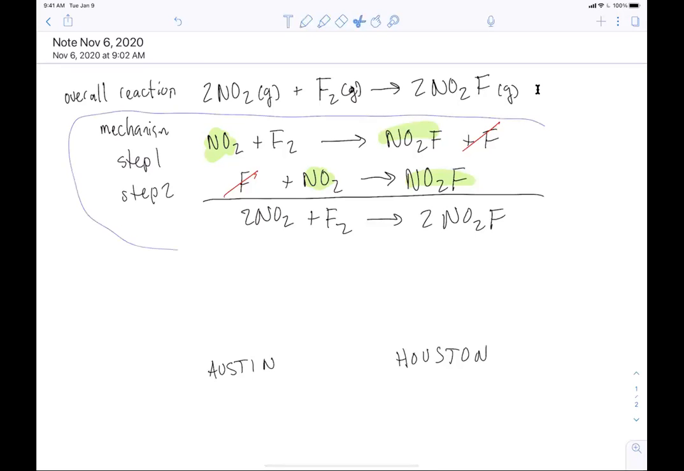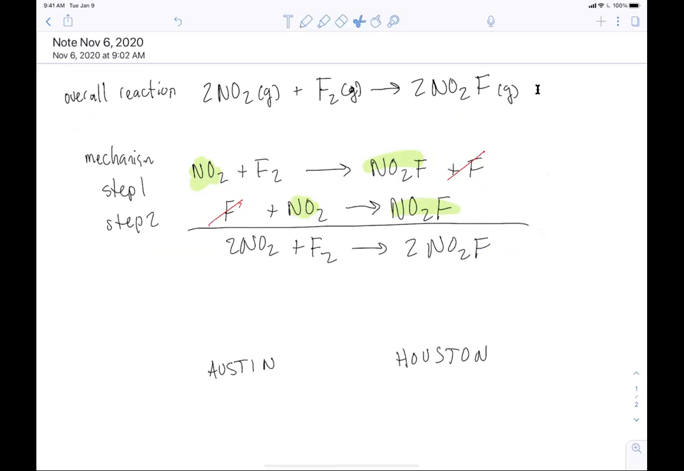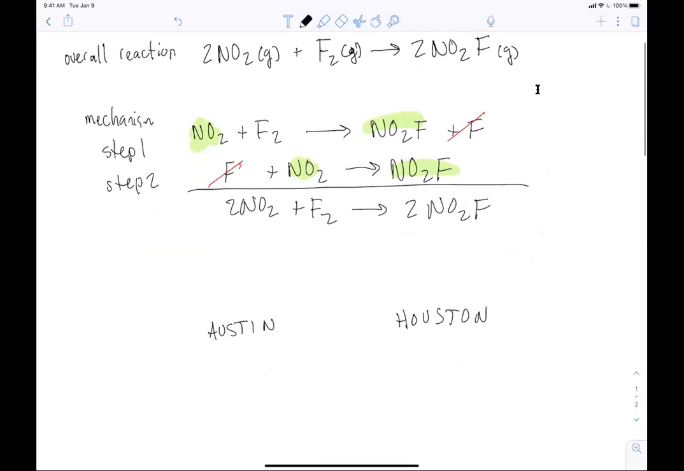Okay, so we've got the overall reaction. We have the mechanism. We know the mechanism must sum up to equal the overall reaction. There's a bunch of stuff that we can say about this. But the key thing, or the analogy here, is going from Austin to Houston. The reaction mechanism might be like, step one, you get on I-35. And then step two, I-35 connects in, get on 71 or something. That's sort of the same idea here.